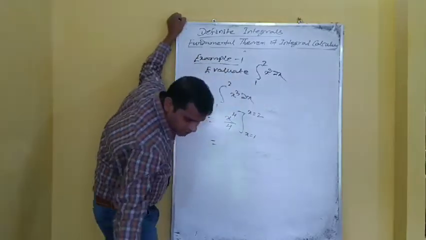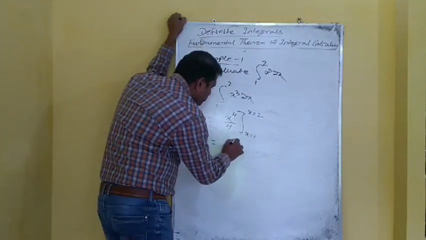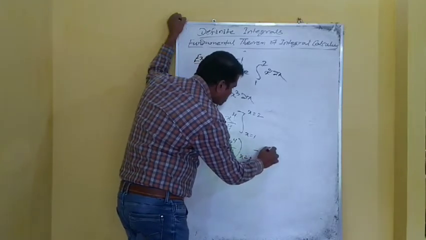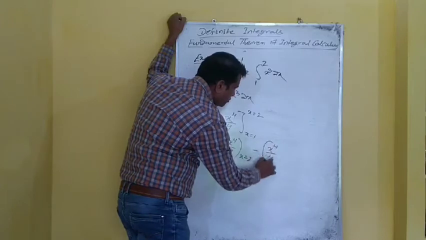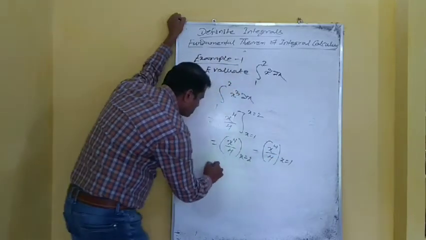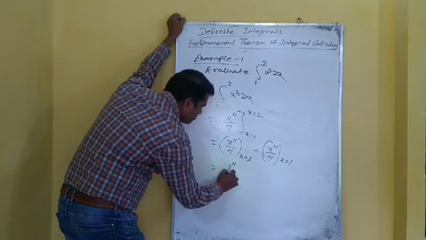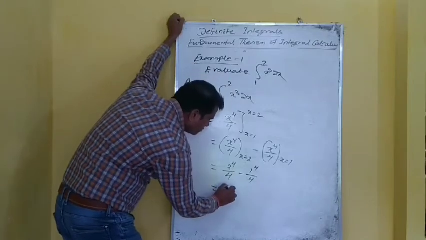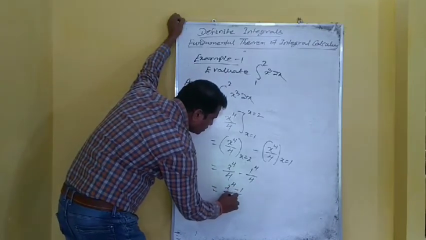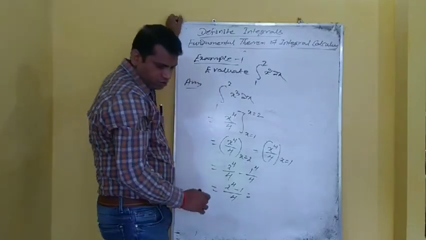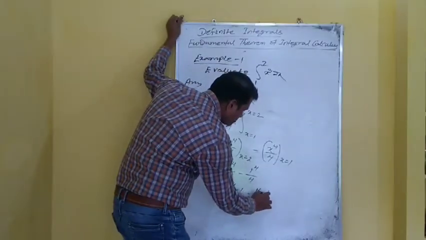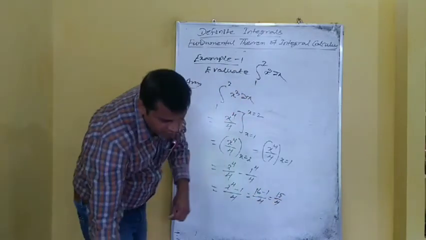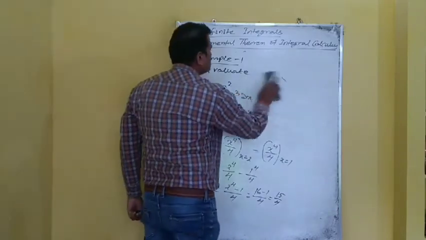that we write x to the power 4 by 4 at x equal to 2 minus x to the power 4 by 4 at x equal to 1. That means 2 to the power 4 by 4 minus 1 to the power 4 by 4, that is equal to 2 to the power 4 minus 1 whole divided by 4, that is equal to 16 minus 1 by 4, 15 by 4. Next we take another example.